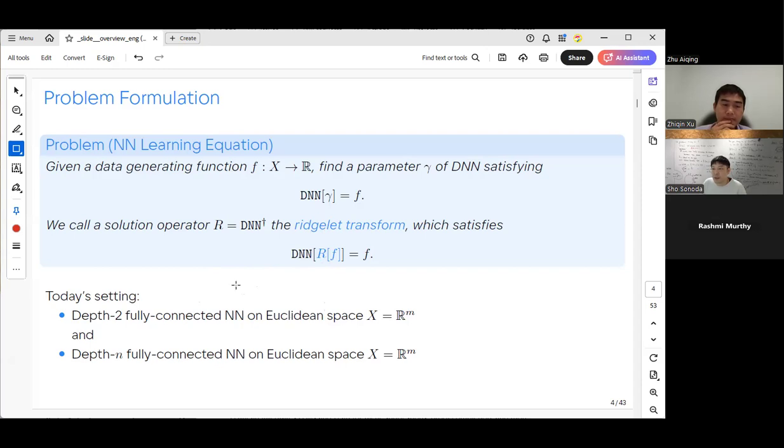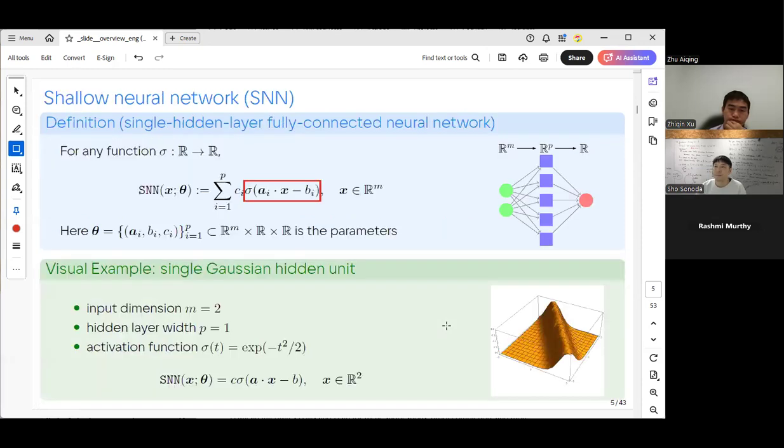Traditionally or originally, the Ridgelet transform is known for depth 2 fully connected neural networks on Euclidean space. So in the first half of this talk, I will explain this classical Ridgelet transform for the depth 2 case. And in the second half, I will explain the depth n case, I mean the deep neural network case, because this is a recent discovery. Okay, so let's start the first half.